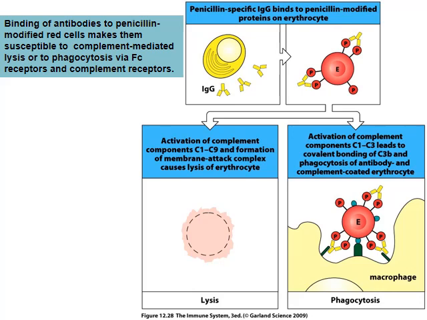Again, same thing from a slightly different perspective. You have binding of antibodies to penicillin-modified red cells, and then it's going to activate MAC, the membrane attack complex. We talked about that in complement. That's one way. The other one is going to cause phagocytosis. Both ways, you lose red blood cells and you have anemia.